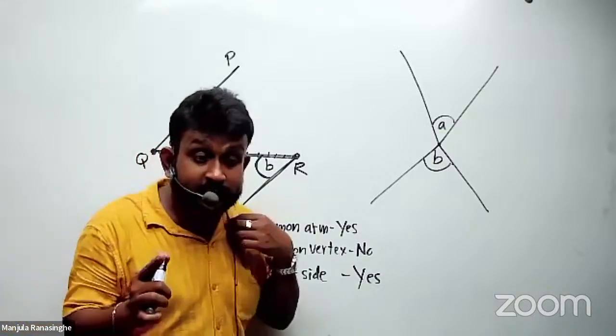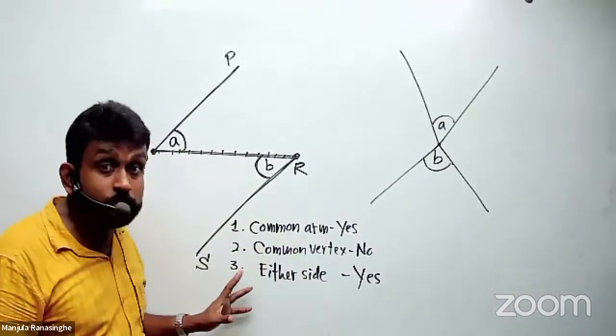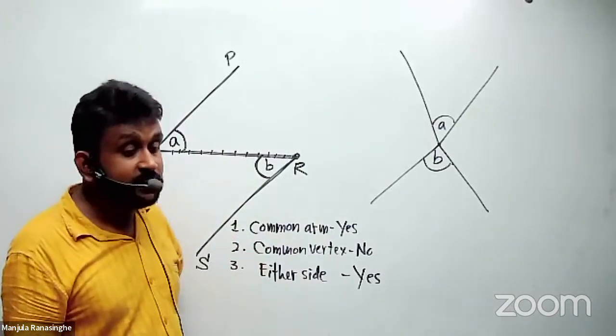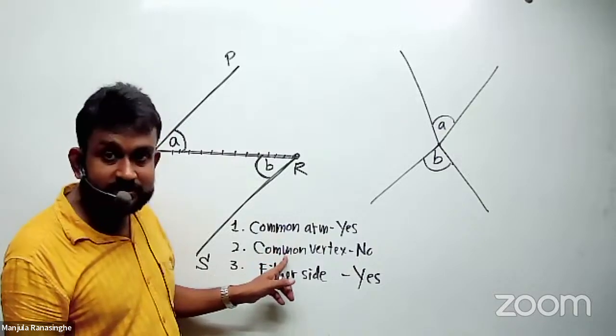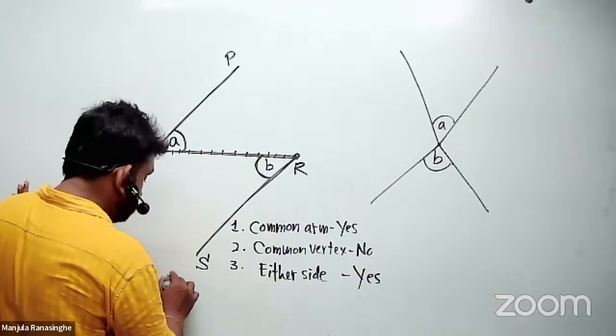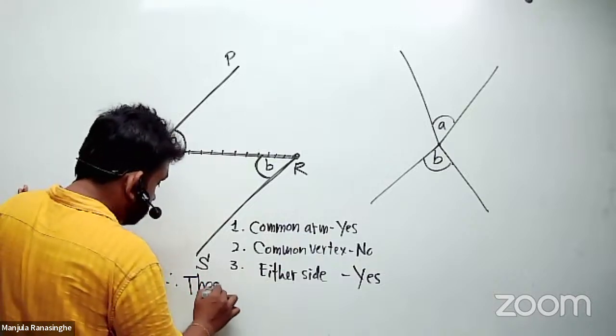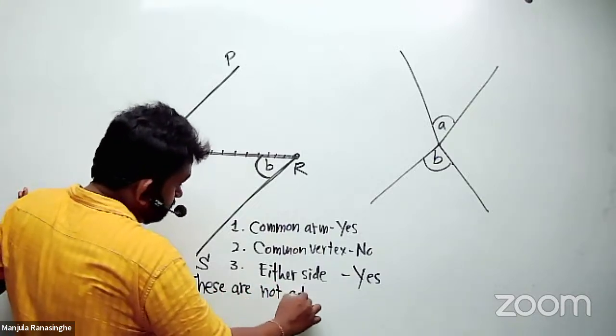So in the exam you need not write in this manner, but this is a clear view for you. In the exam you can say that here not having a common vertex. So these are not adjacent angles. So therefore these are not adjacent.